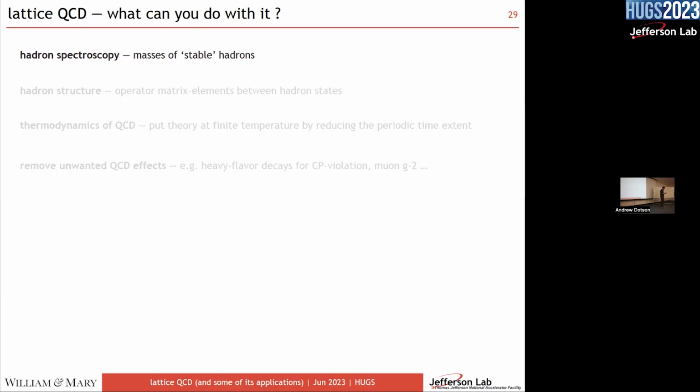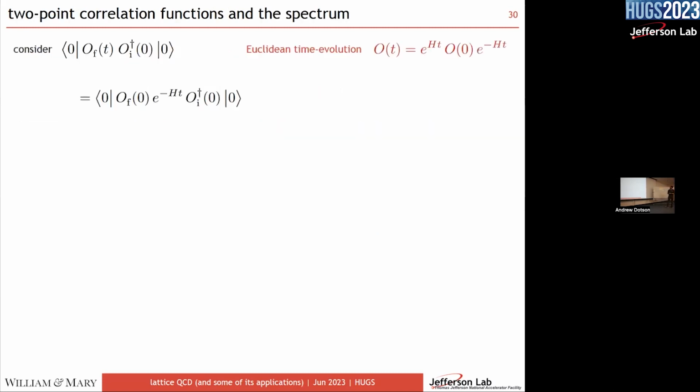Start with the simplest one, hadron spectroscopy, masses of stable hadrons. Let's go back to two-point correlation functions. The one you saw before: this operator has to be constructed out of quark and gluon fields, because they're the only fields in the theory. The one you saw before was psi bar gamma 5 psi, which has pseudoscalar quantum numbers.